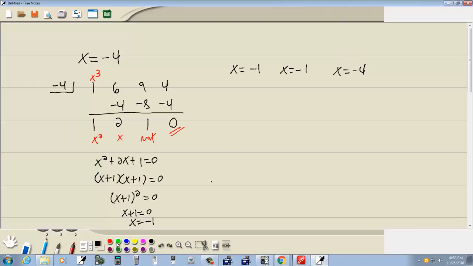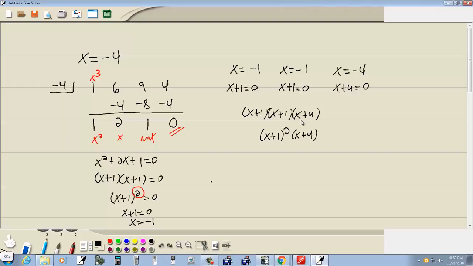Why did I put down two -1s? The second power here tells you your multiplicity. That tells you how many times the answer repeats. So if I take the -1 over, it becomes x plus 1 equal to 0. Take this -1 over, it becomes x plus 1 equal to 0. Take that over, and we get x plus 4 equals 0. Then if I put parentheses around each one of these, that'll show it in factored form. Or you could write this as x plus 1 squared times x plus 4. But that shows you how you can find your zeros.